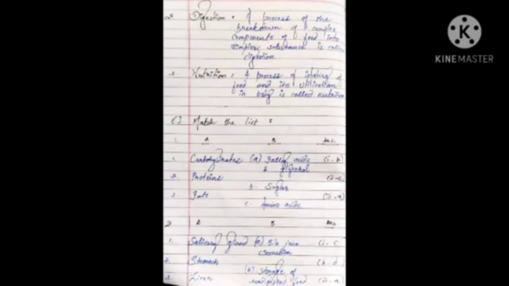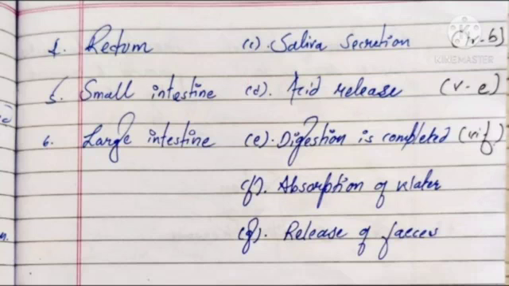Second one is in part A. First is salivary gland, second is stomach, and third one is liver. Fourth one is rectum, fifth is small intestine, and sixth one is large intestine. In part B, A is bile juice secretion, B is storage of undigested food, C is salivary secretion, D is acid release, E is digestion is completed, F is absorption of water, and the last one, G, is release of feces.